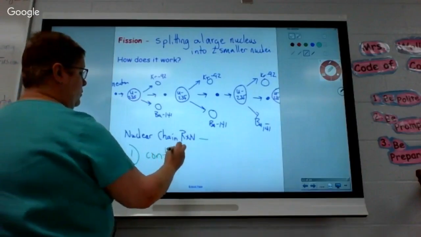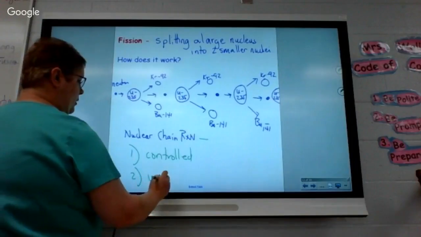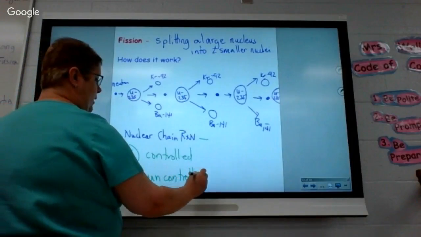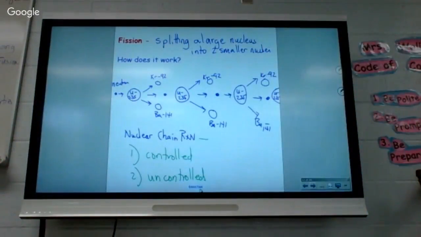Now, this reaction can be controlled or it can be uncontrolled. Where would we use this chain reaction in a controlled fashion? A nuclear fission reaction. Where would we use that?